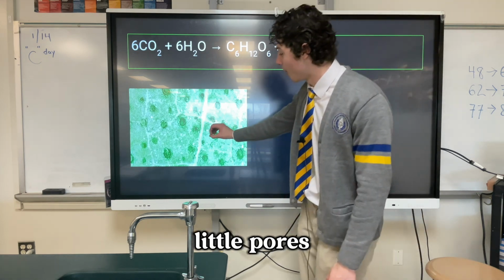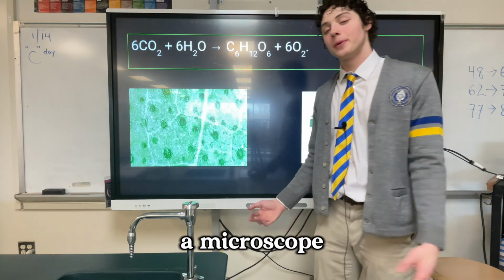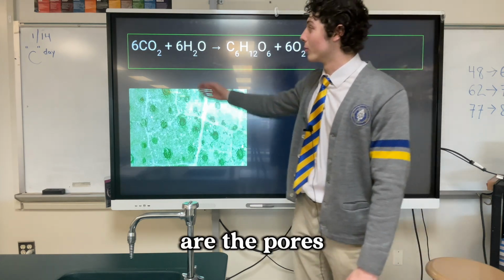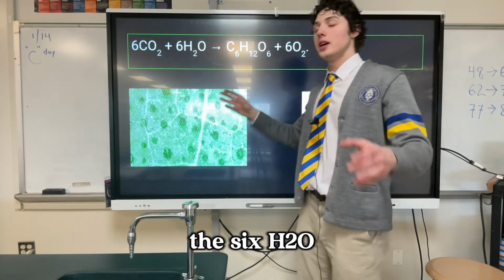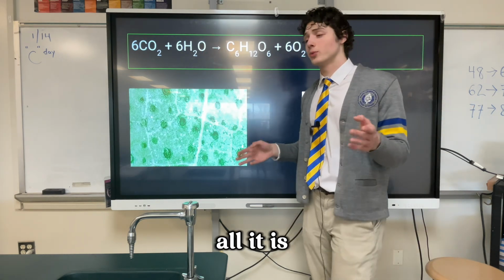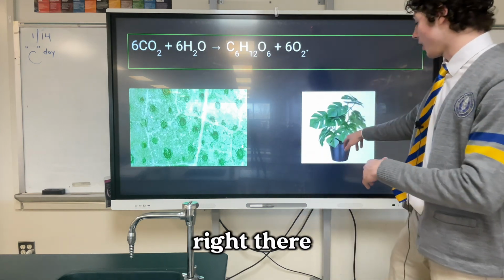And those are those little pores here. As you can see, this is under a microscope, and you can see those stoma, these are the pores. Carbon dioxide goes into the pores. And then you have this water, the 6H2O. These 6 water molecules, all it is, water molecules, are going to enter through the roots. So that soil, as you can see right there.